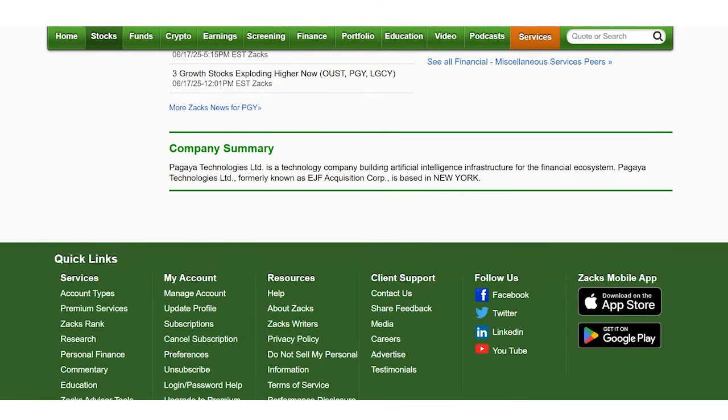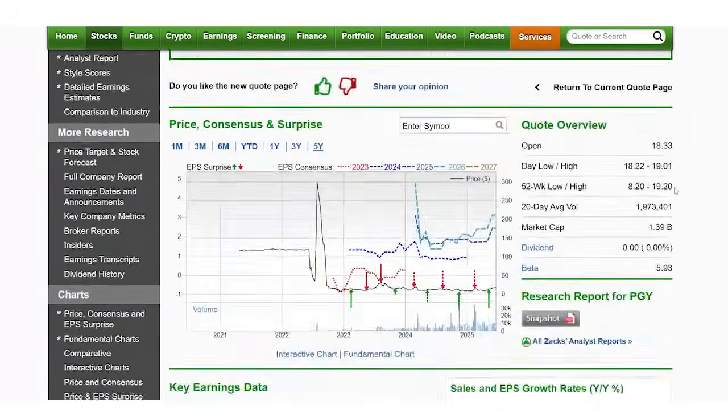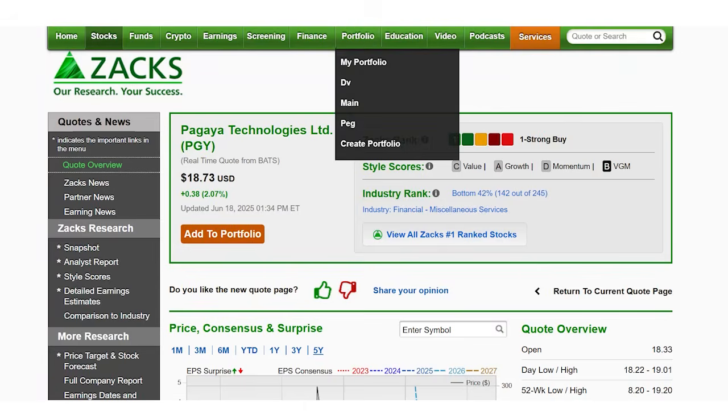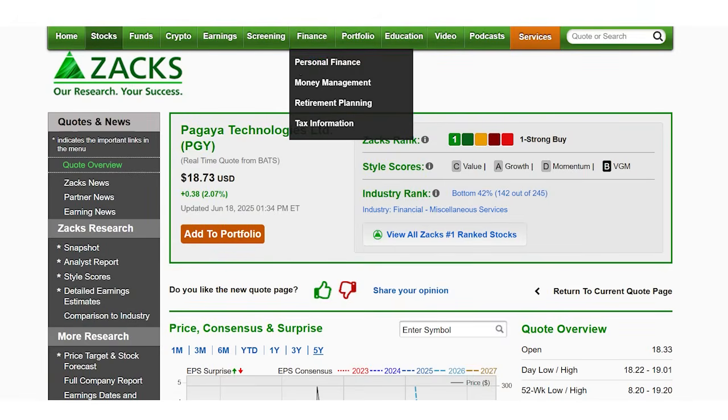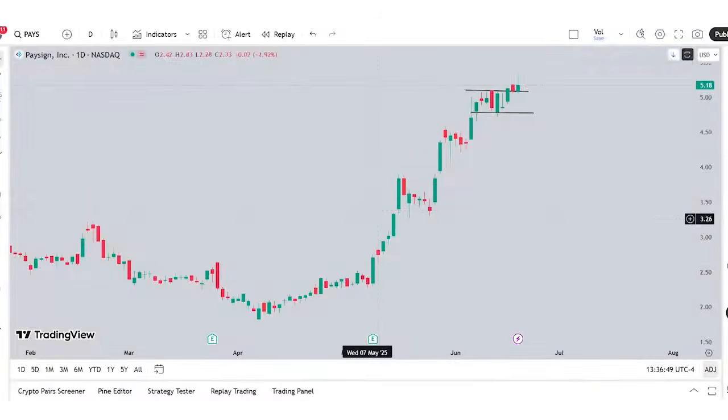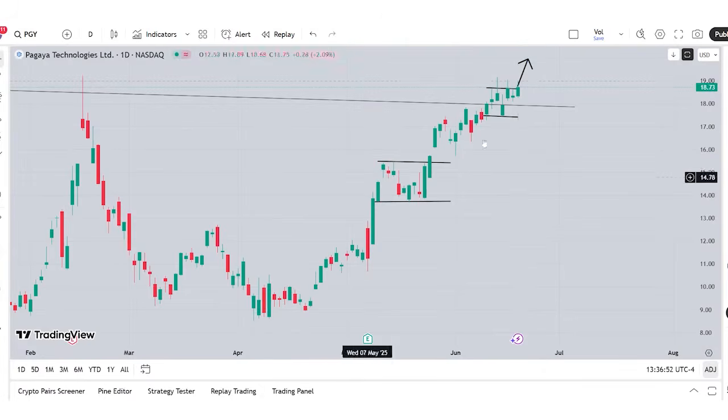Pagaya Technologies, technology company, building artificial intelligence infrastructure of financial ecosystem. Basically, they have their own proprietary AI analysis that they help other financial institutions like credit cards, credit lending institutions, helps them analyze people who are going to borrow money on more metrics than just, say, a credit score. So they give more minutia in terms of people's financial background, and they aggregate all of this data to give a better look on a lender's or borrower's creditworthiness. So PGY, I really like this stock.